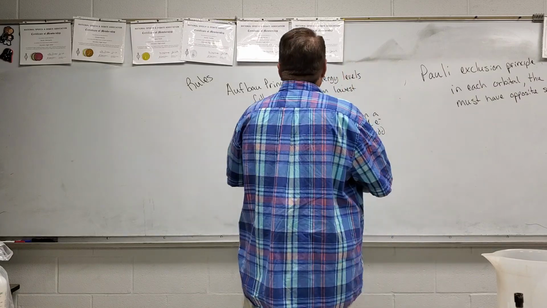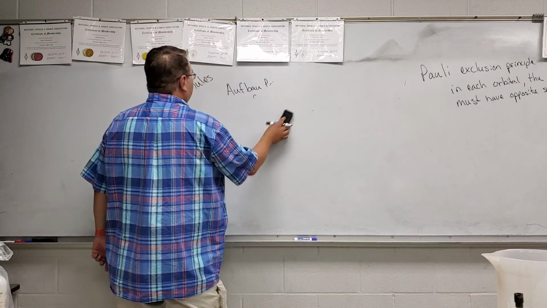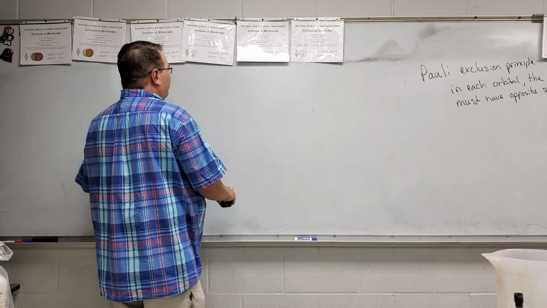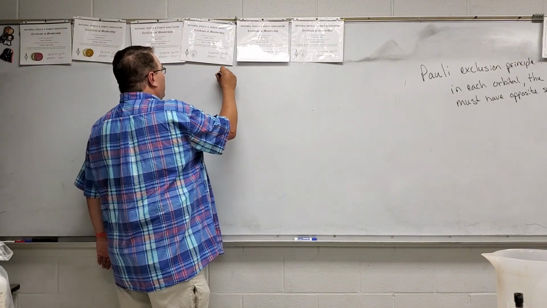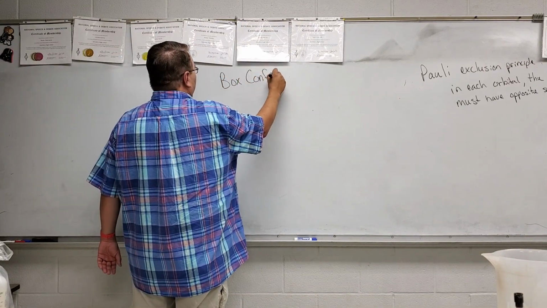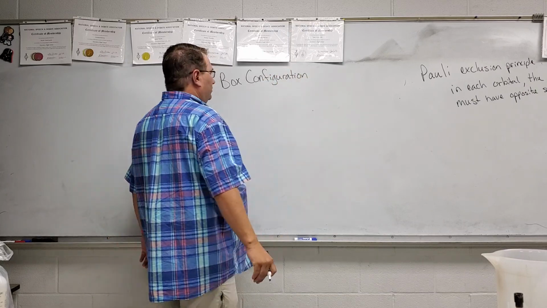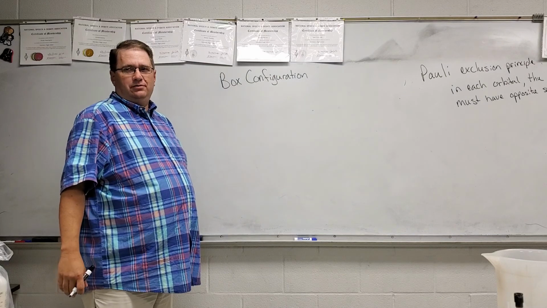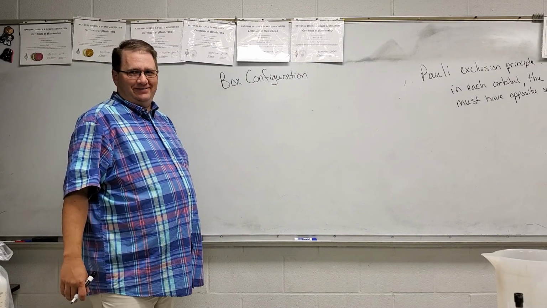Alright. Okay, we're gonna do 3 different types of electron configurations. The first type that we're gonna do today, and part of tomorrow, is called the box configuration. I spelled box with a D. The dots configuration. Oh my gosh, I did that too.